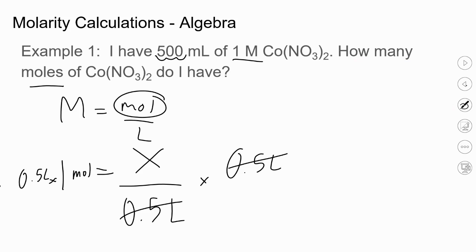So we have 1 mole per liter. So now liters cancels out. We have liter on the bottom, liter on the top. We have 0.5 times 1. So that's this one, right? X is just 0.5. 0.5 moles. Okay. So that's just an algebra problem.